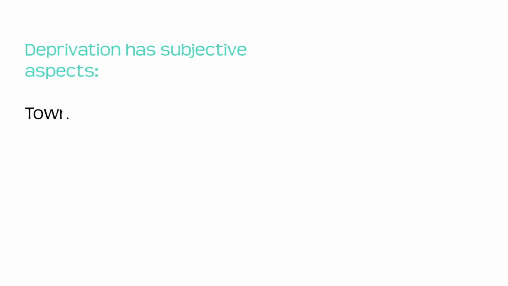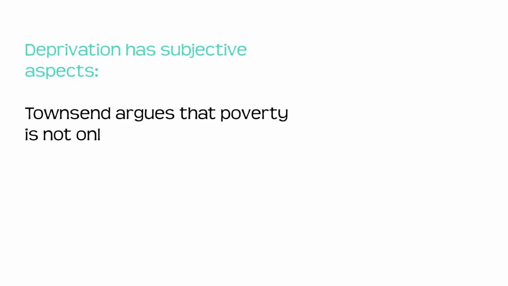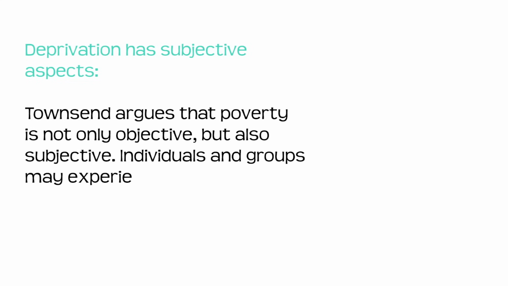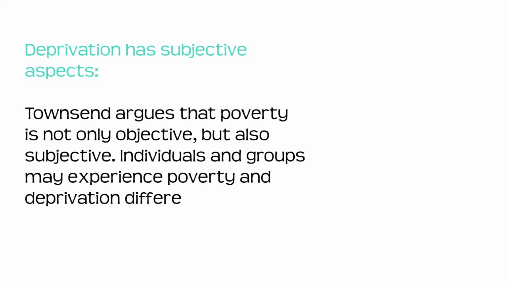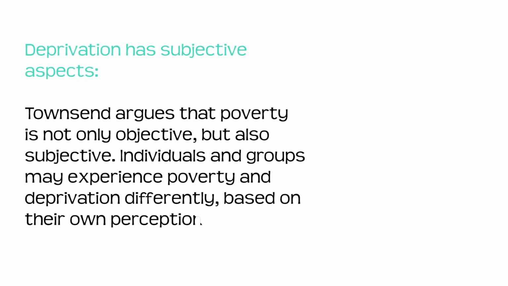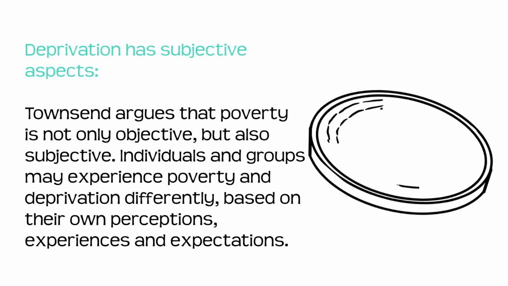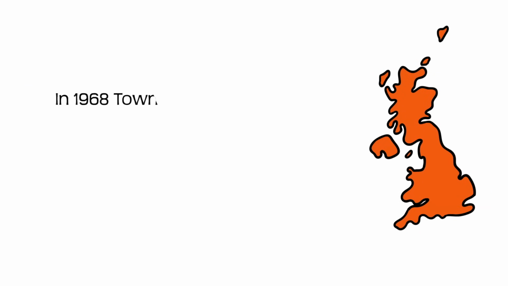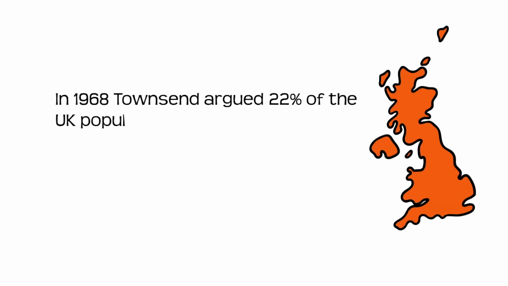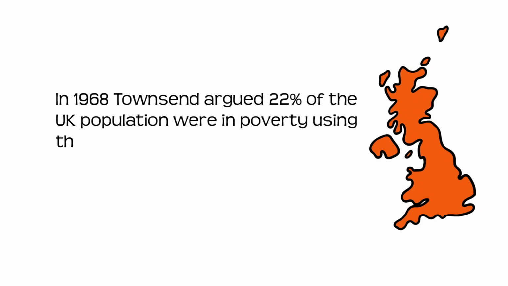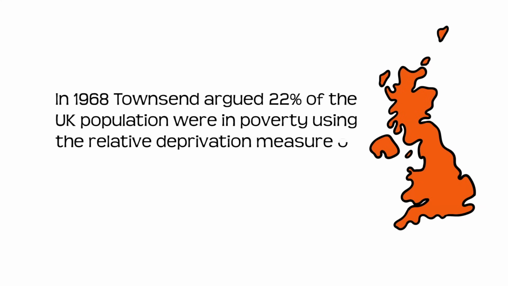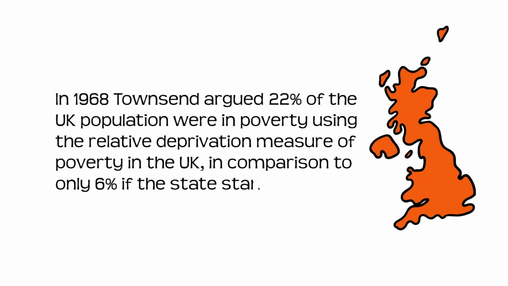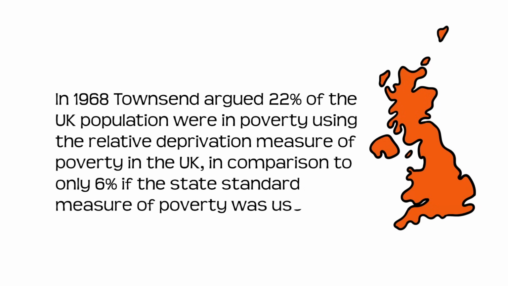Deprivation has subjective aspects. Townsend argues that poverty is not only objective, but also subjective. Individuals and groups may experience poverty and deprivation differently based on their own perceptions, experiences, and expectations. In 1968, Townsend argued 22% of the UK population were in poverty using the relative deprivation measure of poverty in the UK, in comparison to only 6% if the state standard measure of poverty was used.